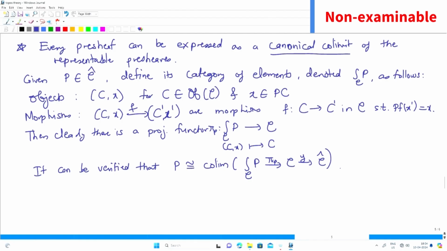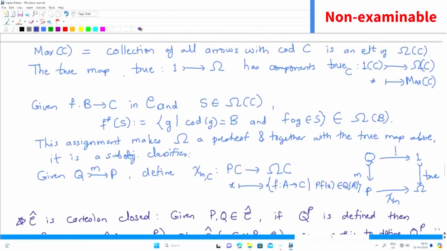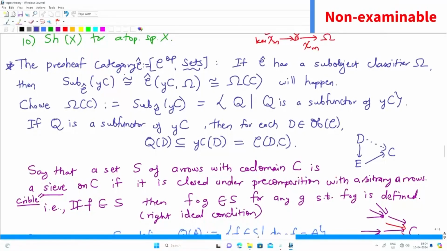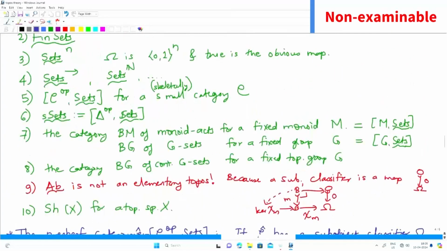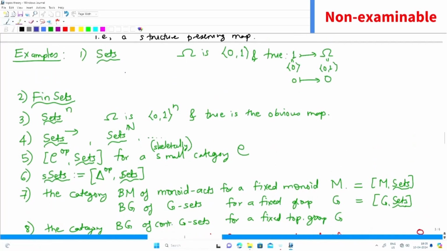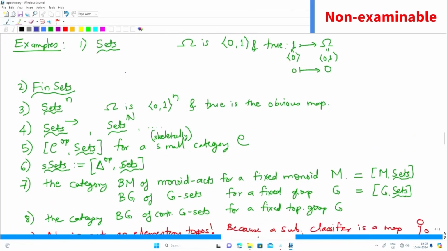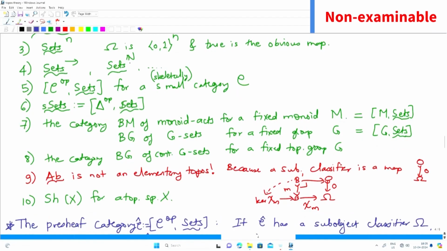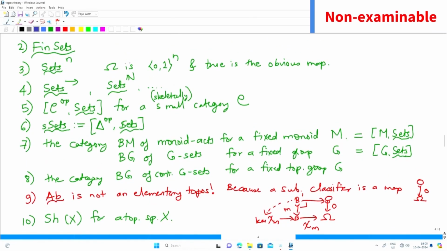So far what I have told you is that, you already know that the category of presheaves is an example of an elementary topos because omega exists. It also has exponentials. But I want to reach the definition of a Grothendieck topos starting from this list. And I want to add many more examples. And the example that I want to focus on over here is the last one, number 10. That the category of sheaves for a topological space X.